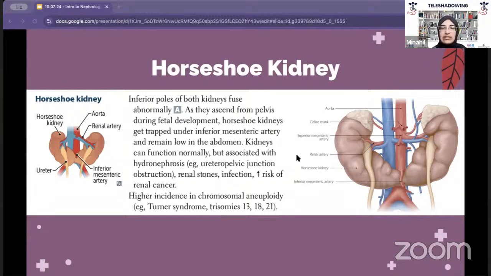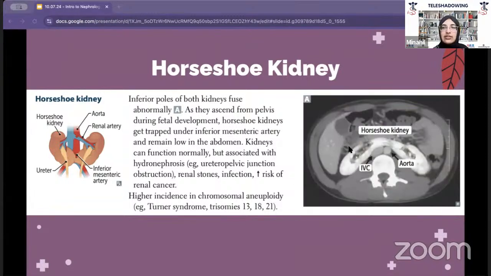But despite these risks, many individuals with a horseshoe kidney tend to be asymptomatic, meaning they don't experience symptoms. Horseshoe kidney is often found incidentally, during imaging for other reasons, like an abdominal CT scan. So you can see here, this is a CT scan. I'll talk a little bit more about where you can actually see the horseshoe kidney.